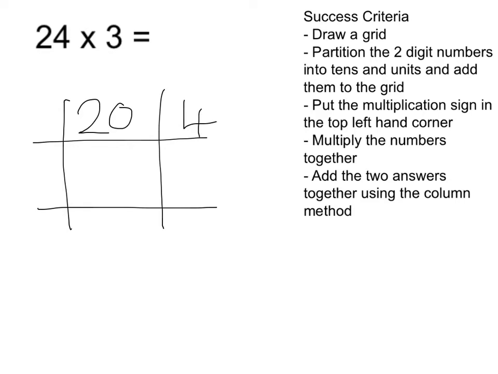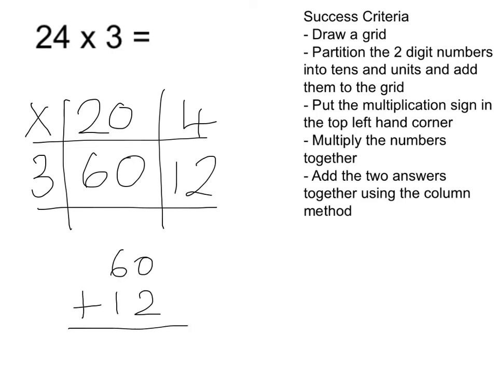Next, I'm going to put the multiplication sign here in the top left-hand corner. Now I'm going to place the 3 underneath the multiplication sign here. Now I'm going to multiply the numbers together. So first of all, I'm going to look at 3 times 20. And because we know that 3 times 2 is 6, I know that 3 times 20 will be 60. Now I'm going to look at 3 times 4, and we know that 3 times 4 is 12. I'm going to place that there.